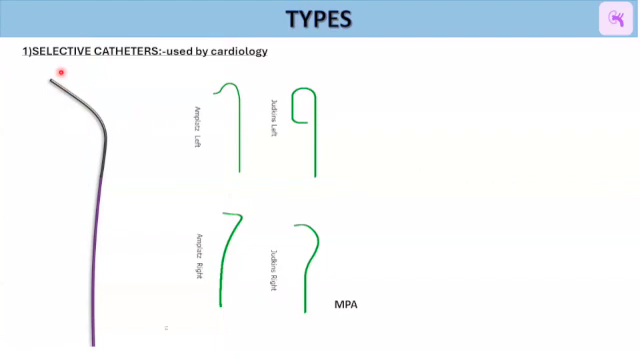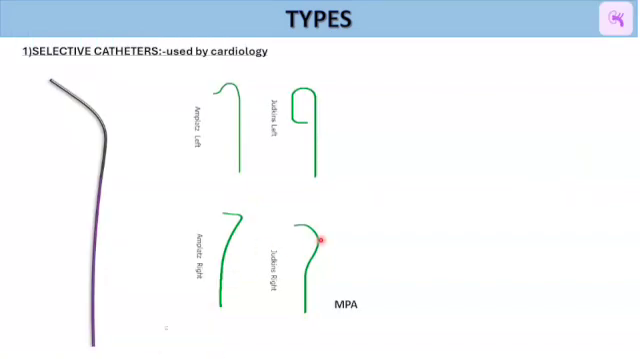Now I'll enumerate only those which we use. This is a very commonly used catheter called multi-purpose catheter, MPA, multi-purpose angiographic catheters. This is a catheter known as JR, Judkins right, and this is the catheter Judkins left. The original purpose of these catheters is to engage the right and the left coronary artery. However, in our procedures, instead of this curved catheter, Judkins right can be used.